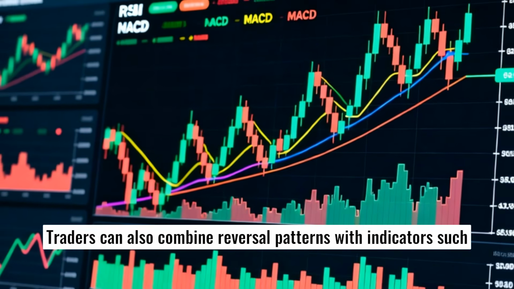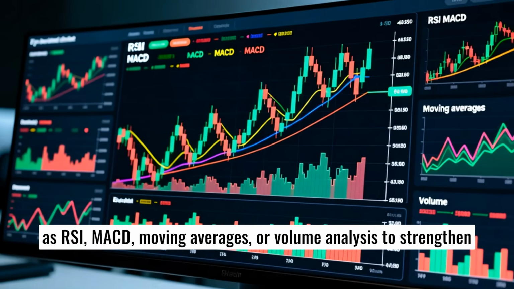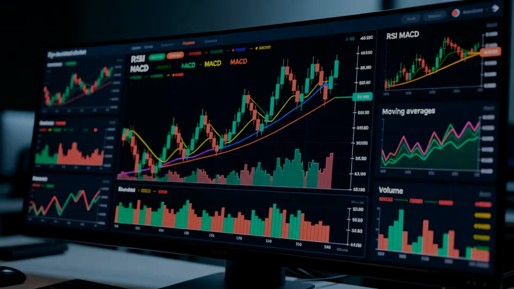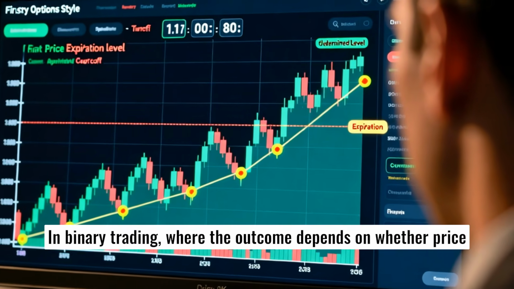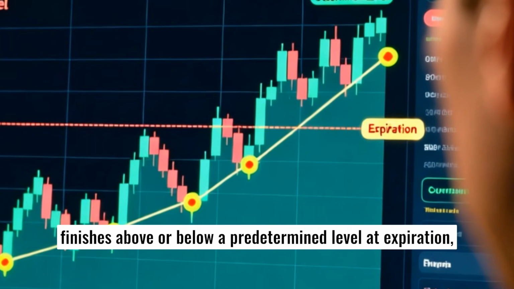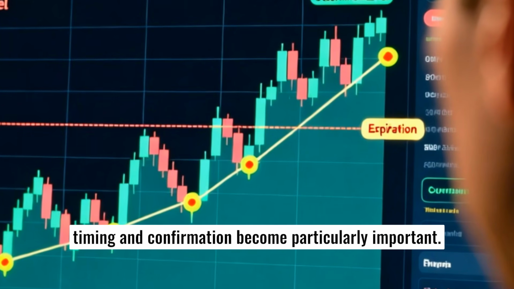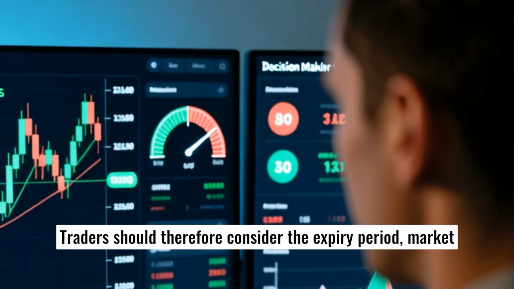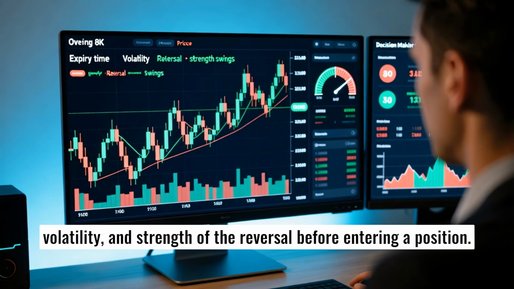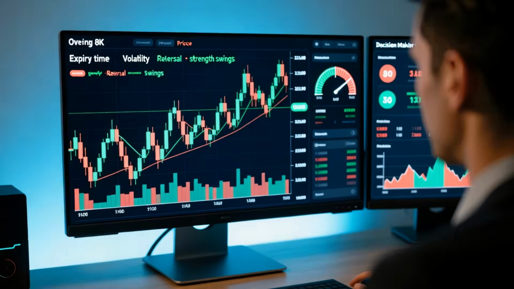confirmation. Traders can also combine reversal patterns with indicators such as RSI, MACD, moving averages, or volume analysis to strengthen their overall assessment. In binary trading, where the outcome depends on whether price finishes above or below a predetermined level at expiration, timing and confirmation become particularly important. Traders should therefore consider the expiry period, market volatility, and strength of the reversal before entering a position.